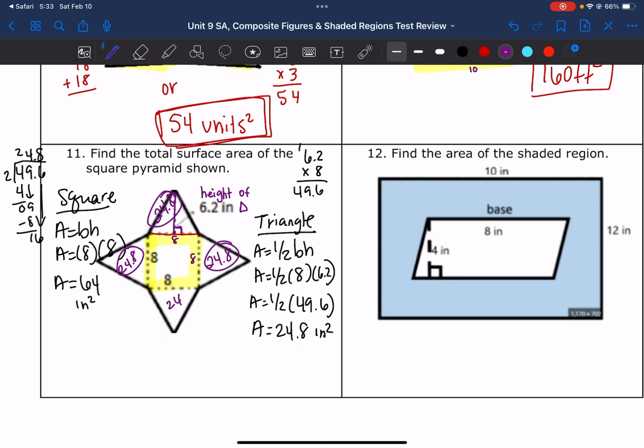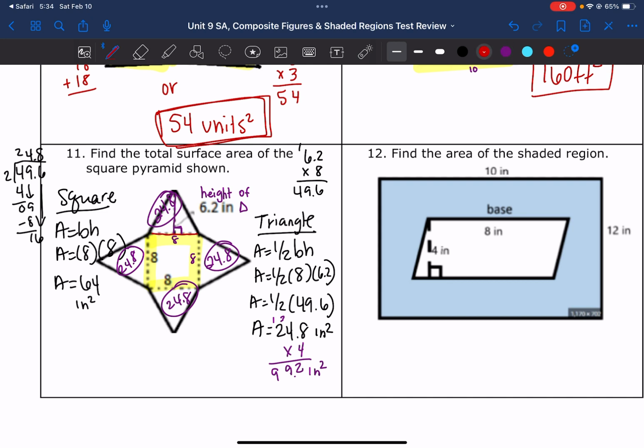So you can either add up all of them or you can say, I'm going to multiply that by 4. I'm going to make my life easier. Okay, 8 times 4 is going to be 32. 4 times 4 is 16. 16 plus 3, 17, 18, 19. 2 times 4 is 8 plus 1 is 9. So we get 99.2, okay, inches squared for all 4 triangles.